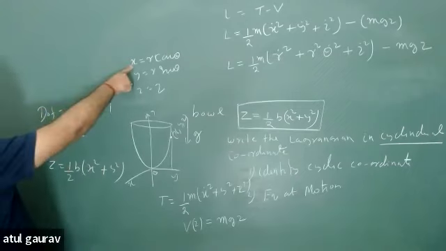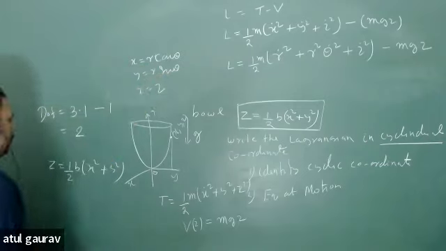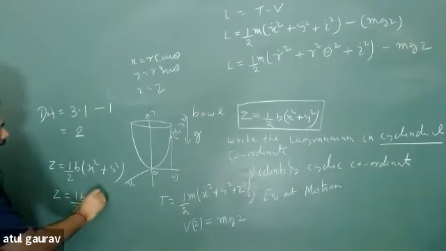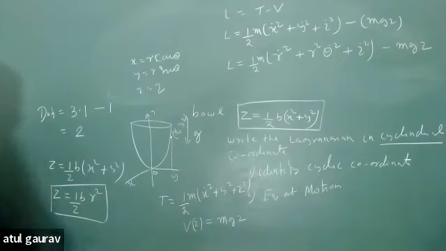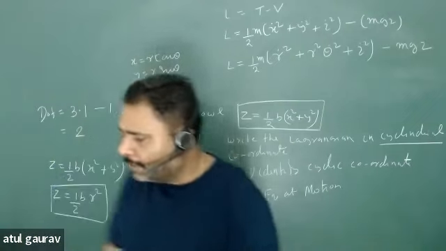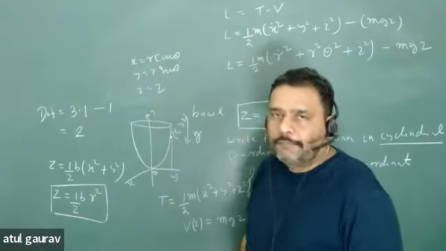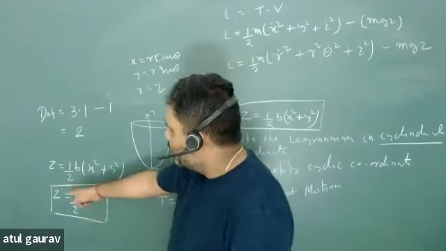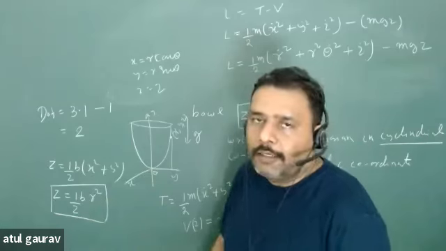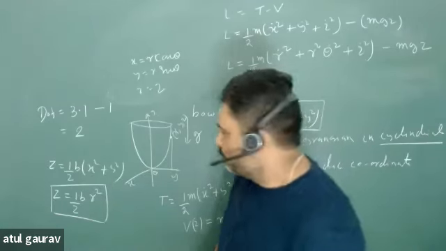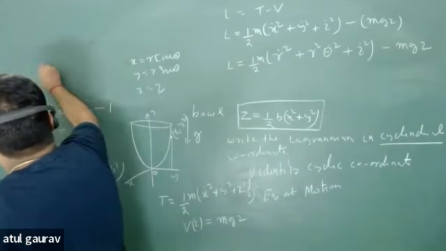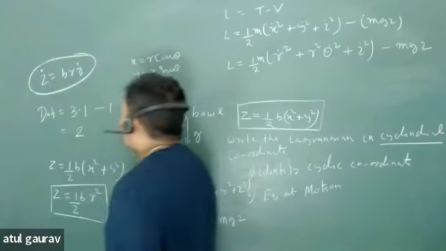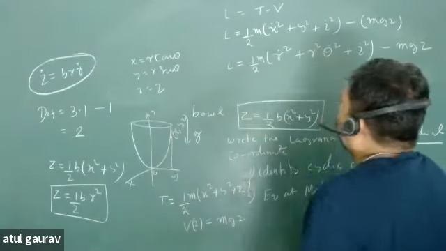So you can use x is equal to r cos theta, y is equal to r sin theta, then z is equal to half b r square. This is your equation of constraint in cylindrical coordinates. So now you can calculate z dot here also. Yes, we can easily calculate z dot. z dot is equal to b r r dot. This is the value of z dot. Now we can put all this here.